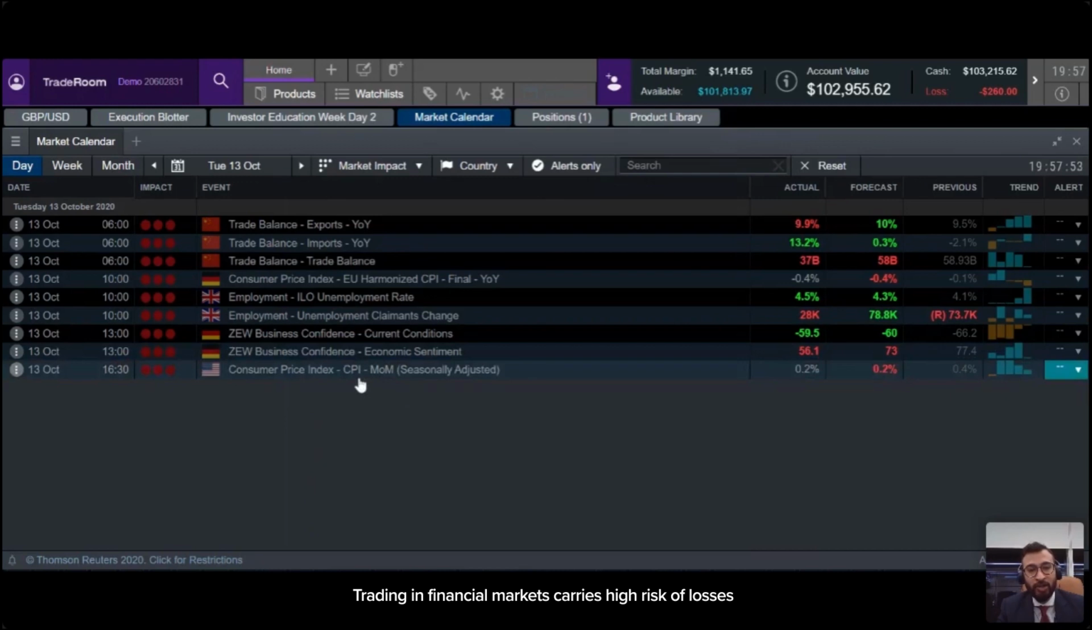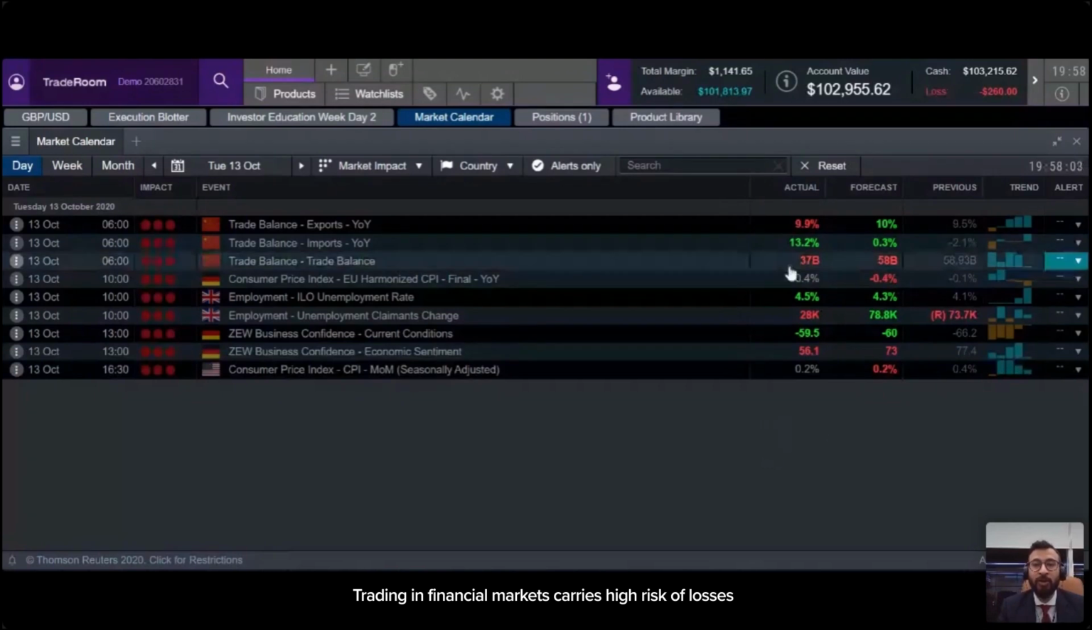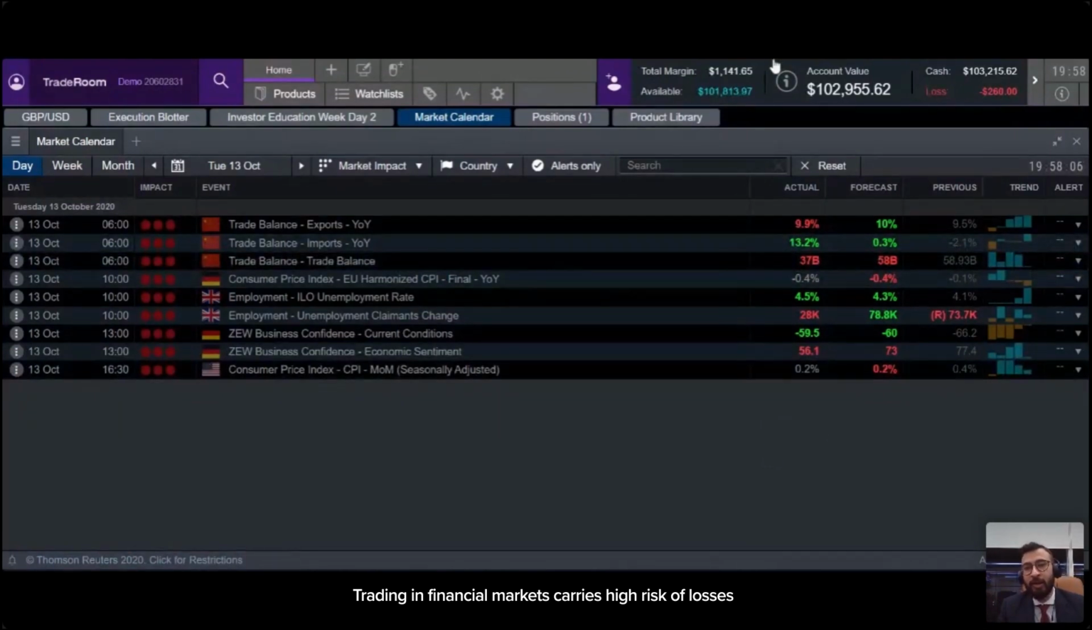Again, today was inflation data for US, as you can see. Last time 0.4%, now 0.2. So we have seen a decrease in the inflation. So we have seen stock markets moving slightly higher, dollar slightly weaker, and then recovered.